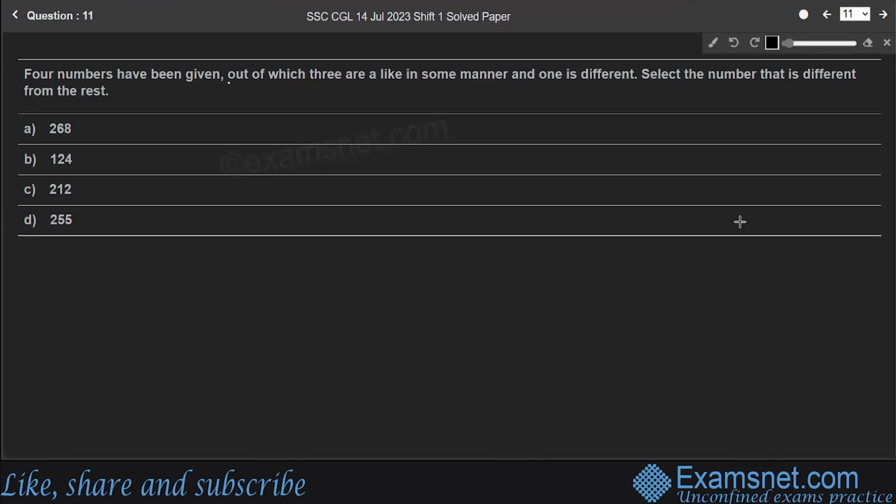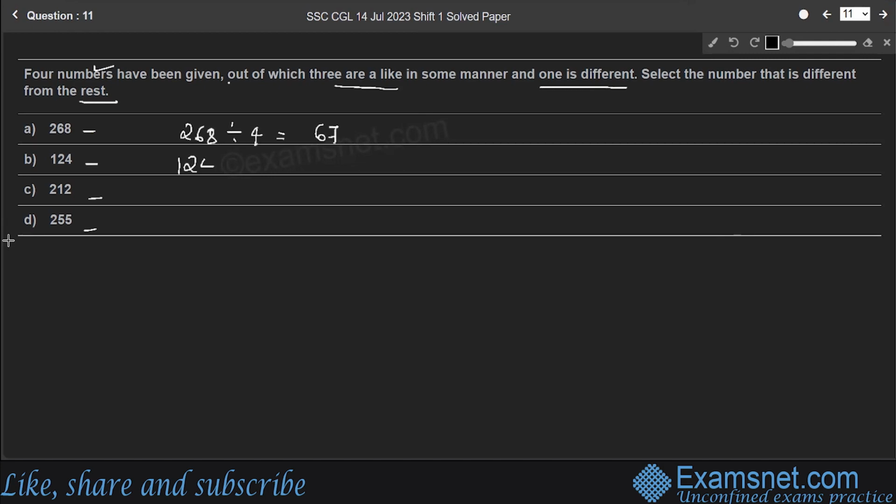Question 11. Four numbers have been given, out of which 3 are alike in some manner and 1 is different. Select the number that is different from the rest. Here 4 numbers have been given, right? So here 268 is a multiple of 4. That means 268 is divisible by 4, which is equal to 67, right?